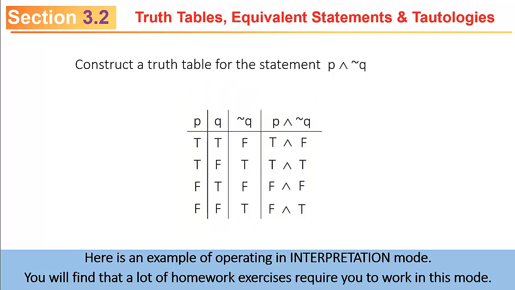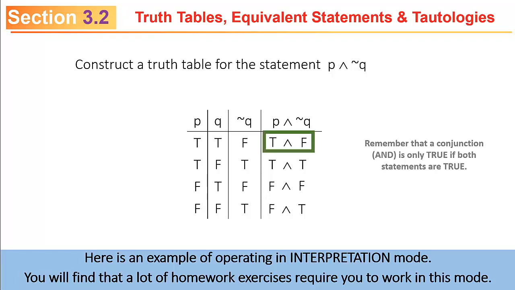And now I need to evaluate the and in that last column. Remember that a conjunction, which is an and, is only true if both statements are true. So if I look at the first one, they're not both true, so that means the statement is false. Looking at the next one, they are both true, so the statement is true. In the third case, they're not both true, so the statement is false. And in the fourth case, they're not both true, so the statement is false.